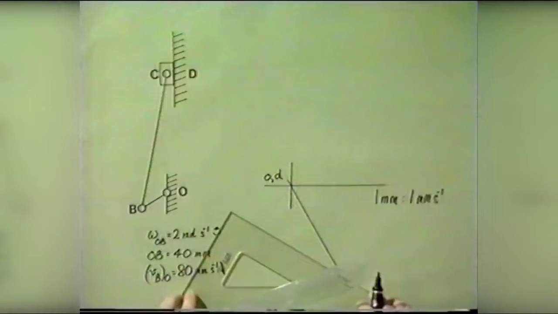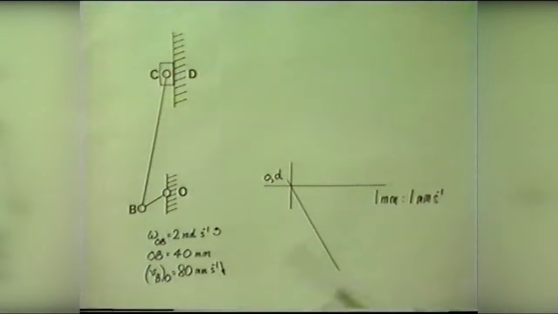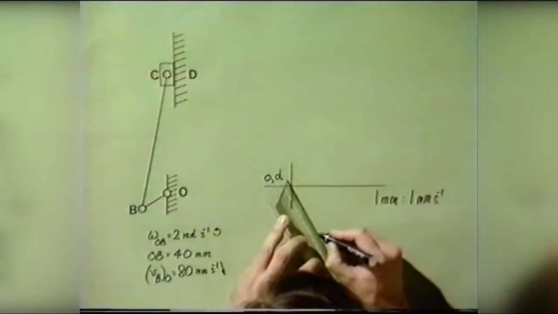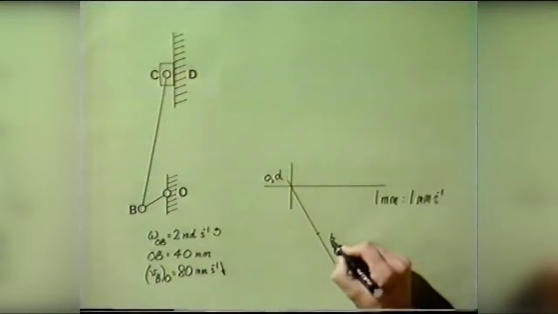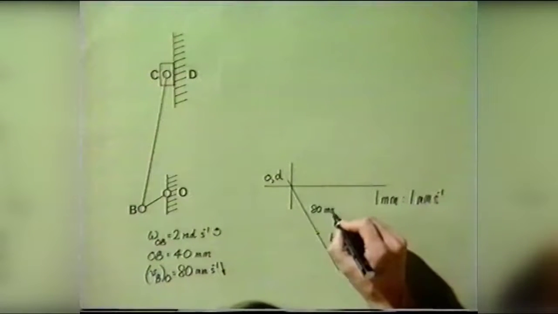And I know that B must be somewhere down that line. Now, at the scale we're using for this diagram, I just have to measure 80 millimeters, and that will give me the point B. And this length represents 80 millimeters per second. Now, what about the motion of C?